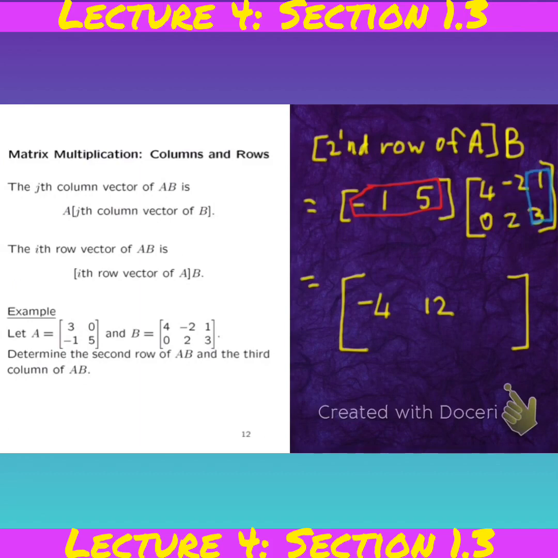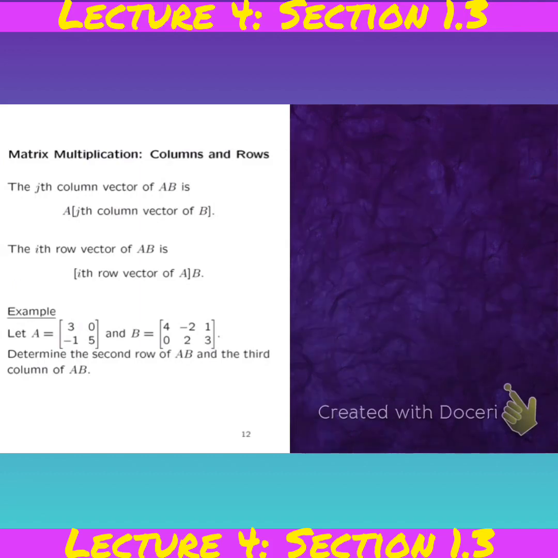Then moving on to the next entry, it's the row vector dotted with the last column vector of B. So it's minus 1 times 1, which is minus 1, plus 5 times 3.